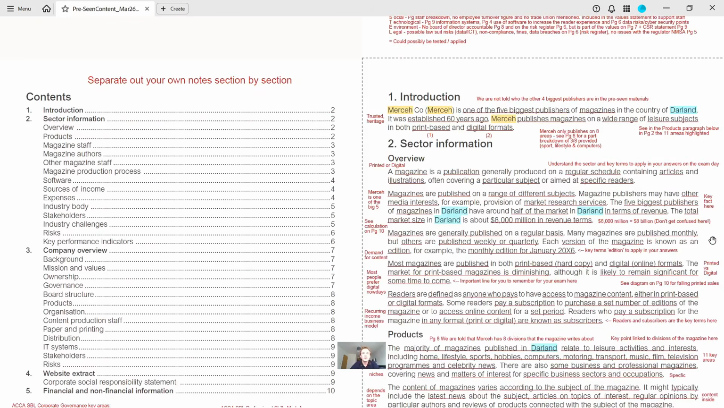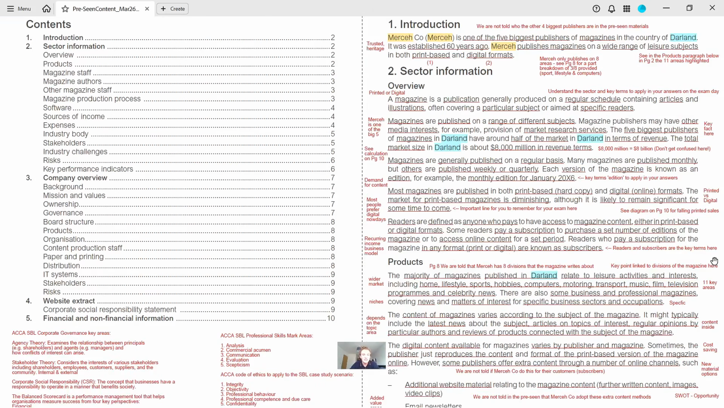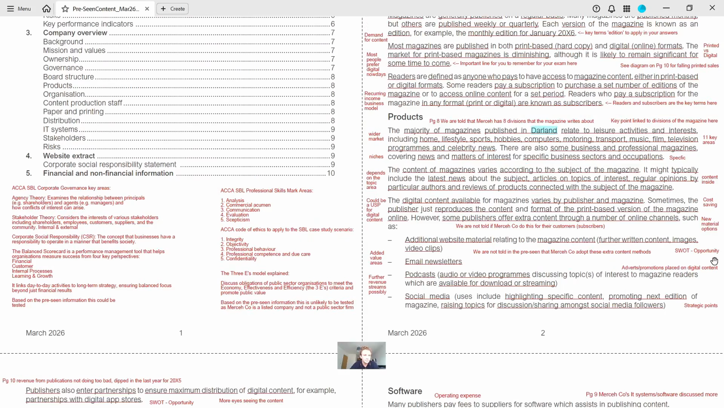Now coming on to the contents page, you can see on the left hand side, this is where I'd recommend that you separate out your own notes section by section. On the exam day, you have not got time to dilly-dally going back and forth. You will be given a copy of the pre-seen notes on the CBE platform, but again, I'd only be going back to it to make sure you quote maybe a direct sentence on there or a specific figure.